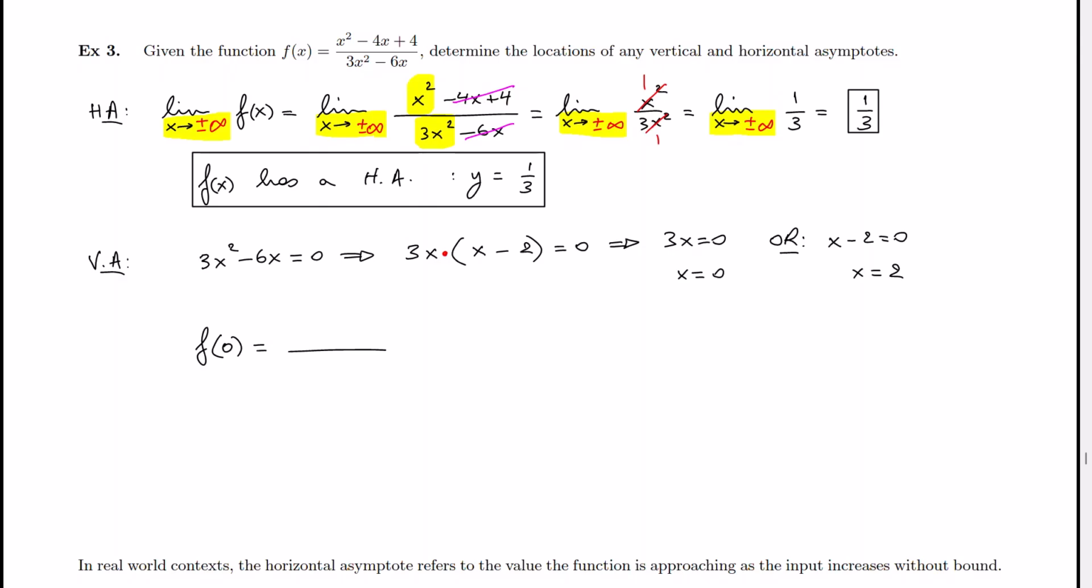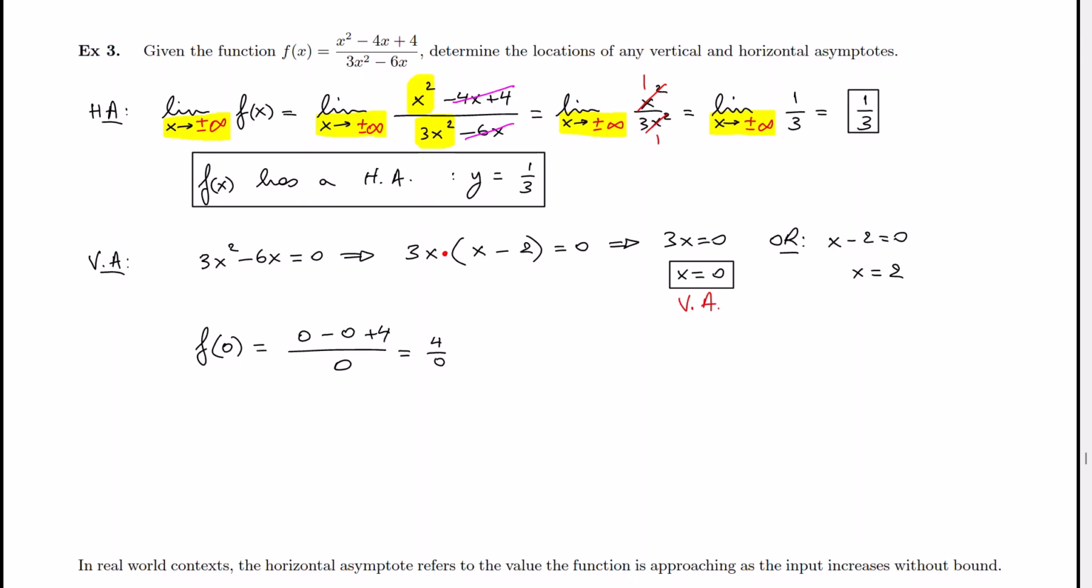The function returns 0 squared is 0, minus 4 times 0 is 0, plus 4 eventually. And on the denominator, I know the whole thing is going to be 0, because 3 times 0 squared minus 6 times 0 will be all 0. So this is of the form 4 over 0. It's not 0 over 0. So this means, in fact, that x equal to 0 is a vertical asymptote of the function f of x.